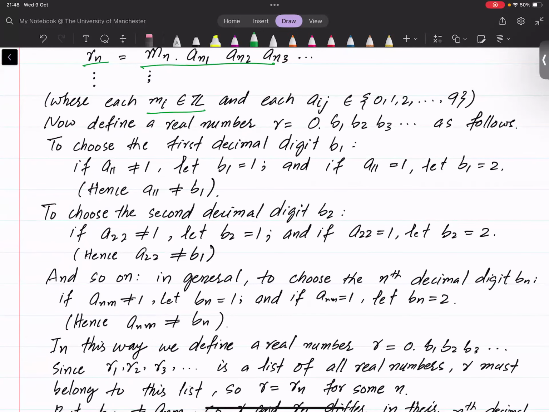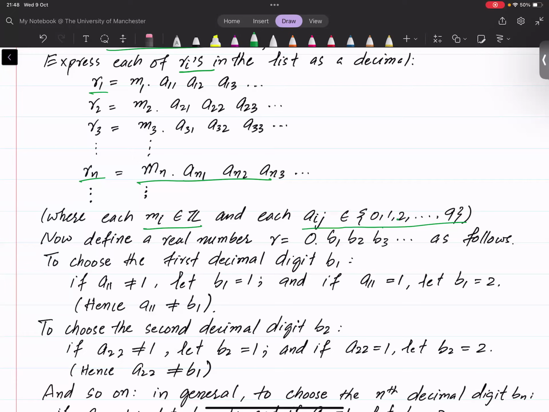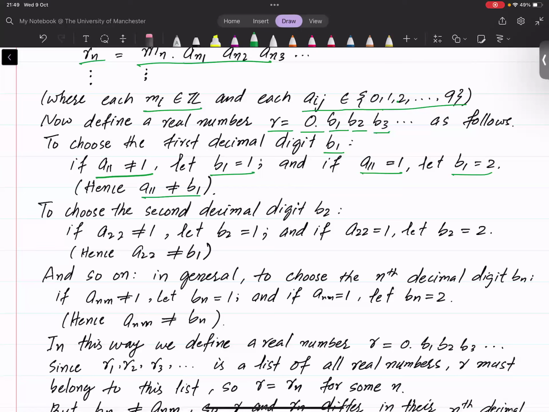Now, let's define a real number R, which has 0 point, B1, B2, B3, and so on. To choose the first decimal digit B1, we say that if A11 is not 1, then let's say B1 is 1. And if A11 is 1, then let's say B1 is 2. Hence, A11 is not equal to B1.